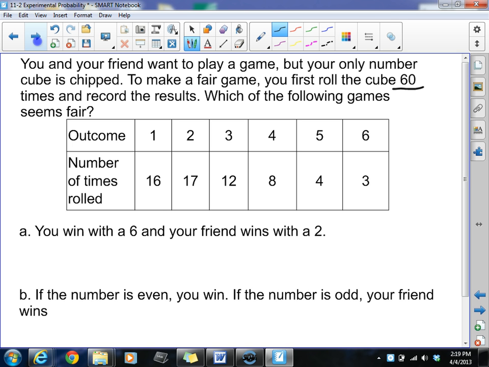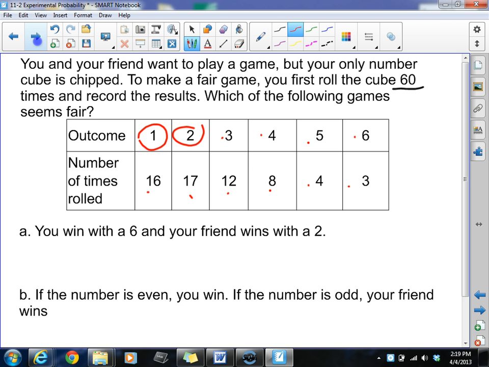Oh, I did forget to mention, this is example 2 on page 554. Example 2. So I would encourage you guys to look at that very quickly. Alright, so I see a chart here then. I see my outcomes. Every time they roll a 1, there was 16. They rolled a 2 17 times, rolled a 3 12 times, rolled a 4 8 times, rolled a 5 4 times, and rolled a 6 3 times.